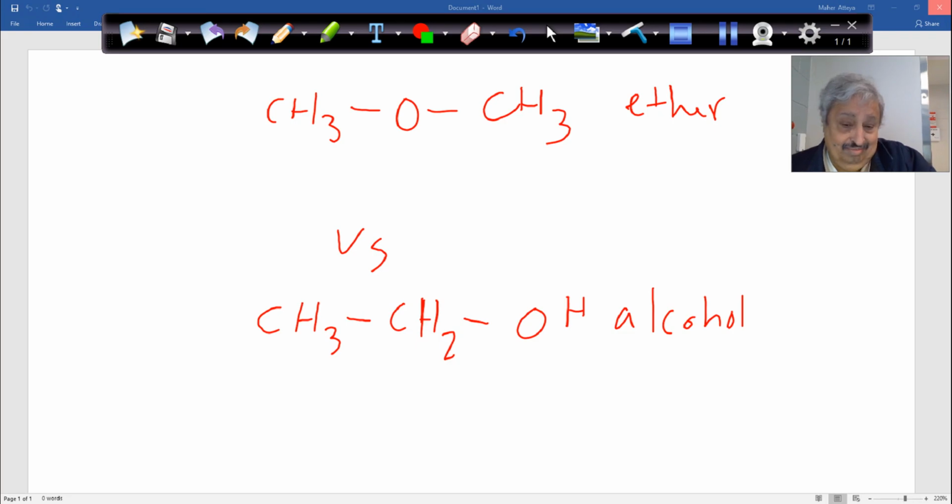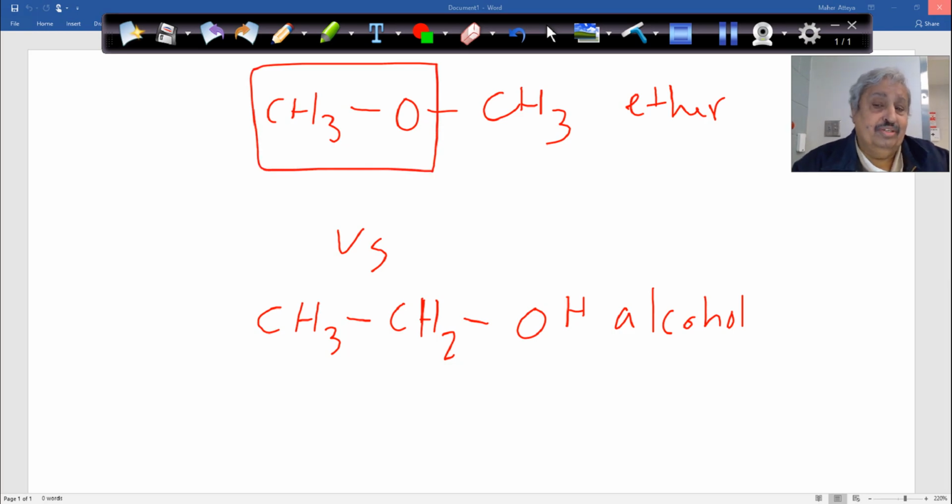This is the ethanol, and the other one, the methoxy ether, or methyl methoxy ether, or called just dimethyl ether, the common name. But let's look at the molecular formula.